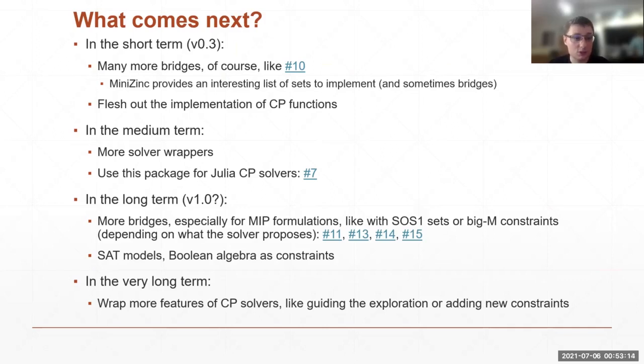It will also be best to be able to model SAT models, but also to have Boolean algebra as constraints natively. In the very long term, that means after the first mature versions, I would like to wrap more features from CP solvers, such as how to guide the exploration, adding callbacks, or adding new constraint propagators. But that's really for after, once the basics are done.